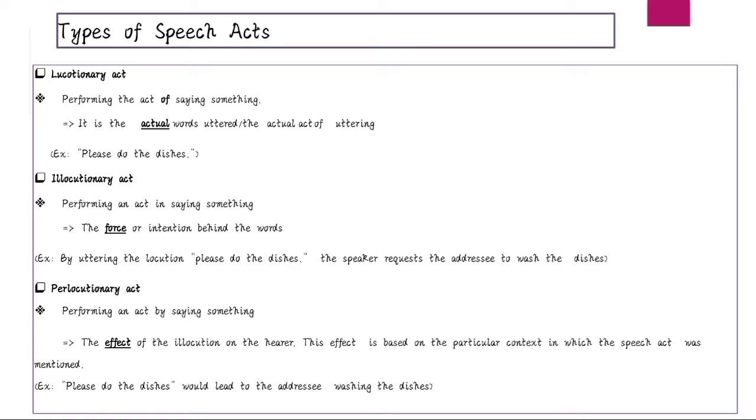Perlocutionary acts, performing an act by saying something. The effect of the illocution on the hearer. This effect is based on the particular context in which the speech act was mentioned. "Please do the dishes" precisely led to the addressee washing the dishes.